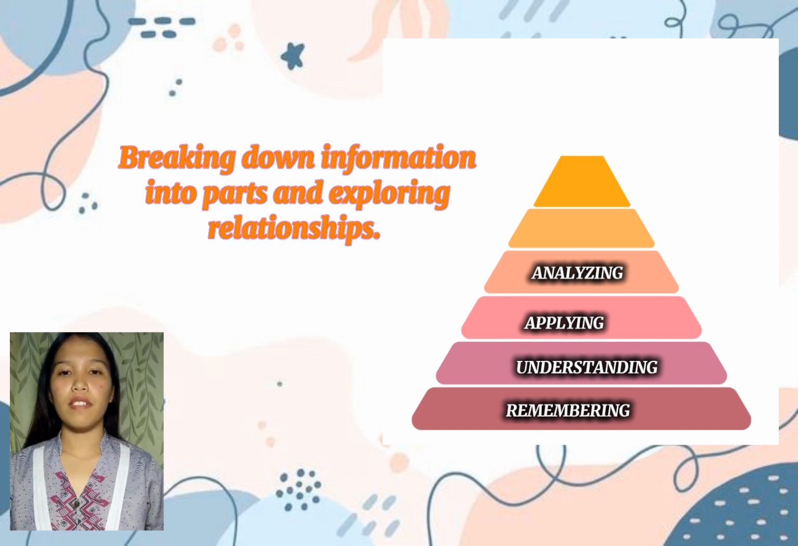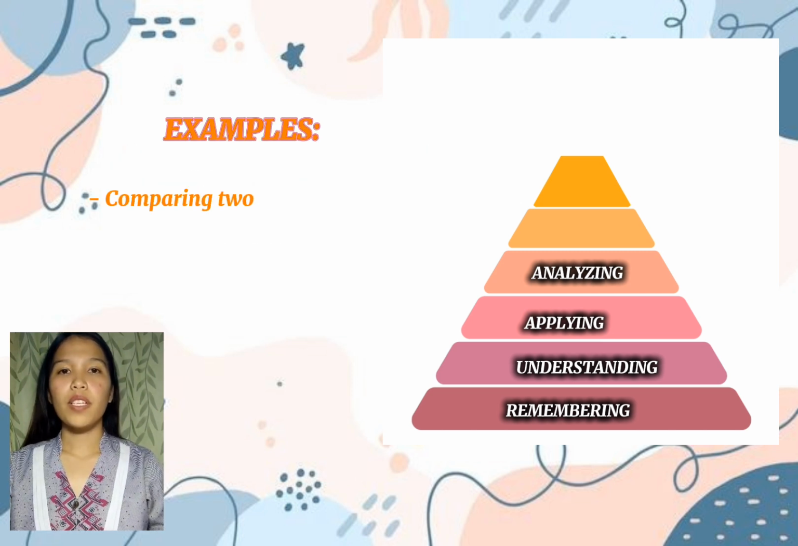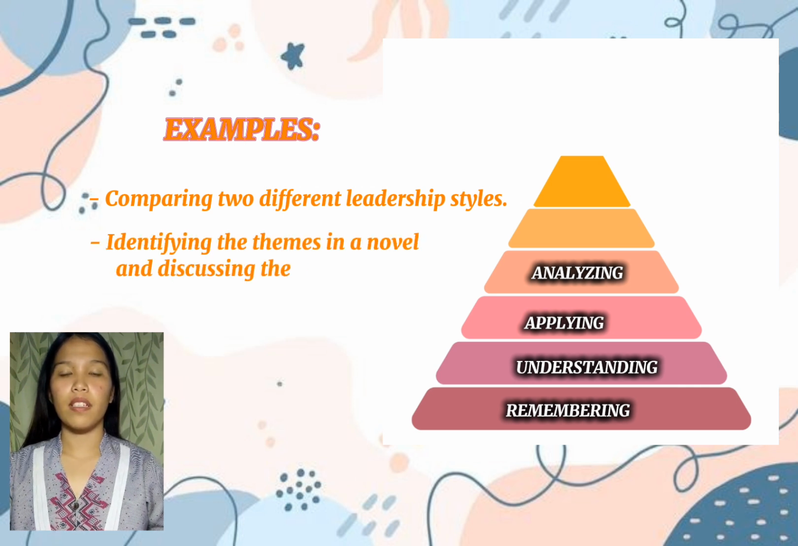The fourth one is analyzing, breaking down information into parts and exploring relationships. Analyzing is the fourth level of cognitive learning and involves breaking down information into smaller components to understand how they relate to each other. Instead of merely recalling or applying knowledge, learners at this stage examine patterns, relationships, and structures to develop deeper insights and critical thinking. Example: comparing two different leadership styles and identifying the themes in a novel and discussing their impact.